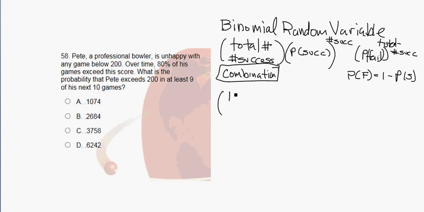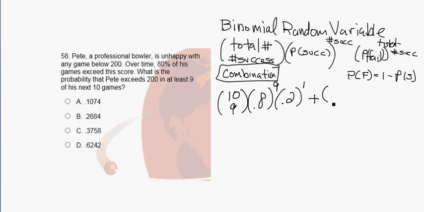So we have total number of events is 10. We're looking for 9 of his games to be over 200, and the probability of having over 200 is 0.8. And the probability of not having over 200 is 0.2, which is just failure. So these two numbers correspond: probability of success and the number of successes that he wants. And then this number here is just 10 minus 9, which is 1, or you can just do 9 plus 1, which is the total number of events.